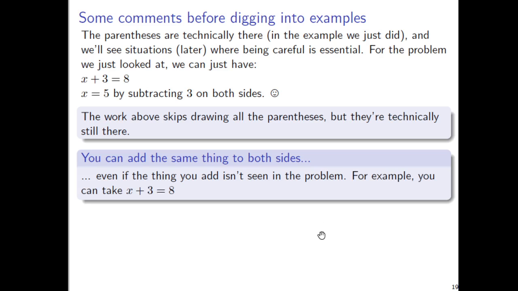Okay, so you can, by the way, add the same thing to both sides, even if the thing you add isn't seen in the problem. For example, you can take x plus 3 equals 8 and choose to add 4 to both sides to get x plus 7 equals 12. That's allowed. It's mathematically allowed.